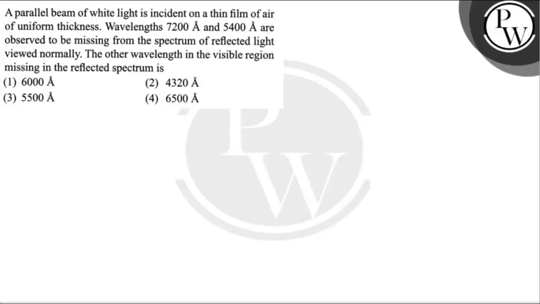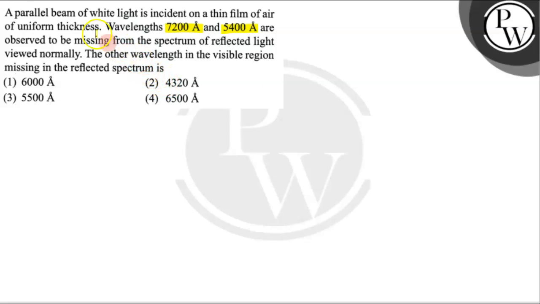The question says that a parallel beam of white light is incident on a thin film of air of uniform thickness. Now, wavelengths 7200 Armstrong and 5400 Armstrong are observed to be missing from the spectrum of reflected light viewed normally. The other wavelength in the visible region missing in the reflected spectrum is of how much Armstrong, right?